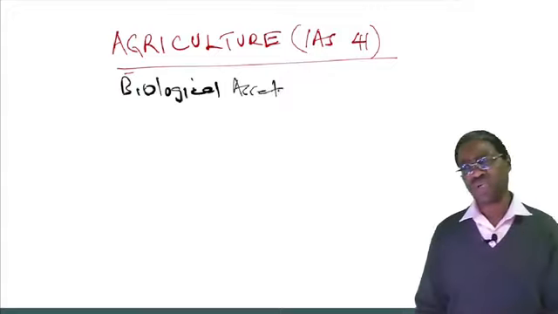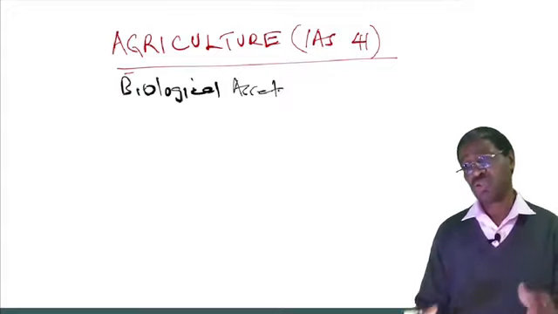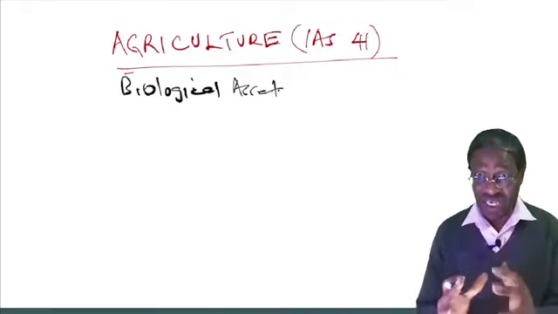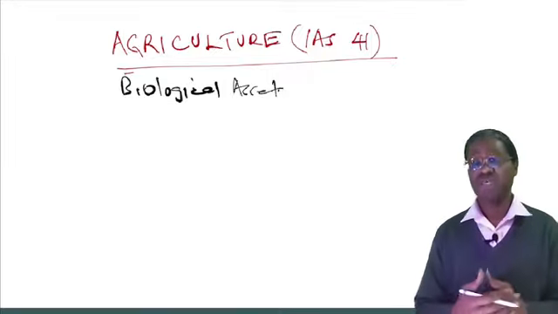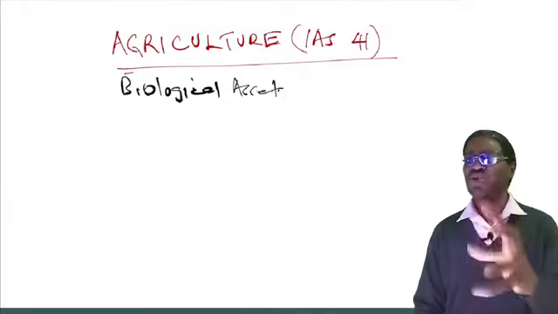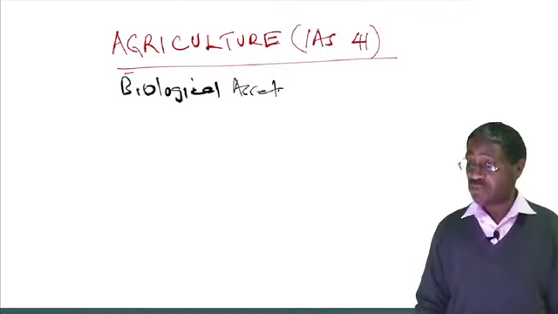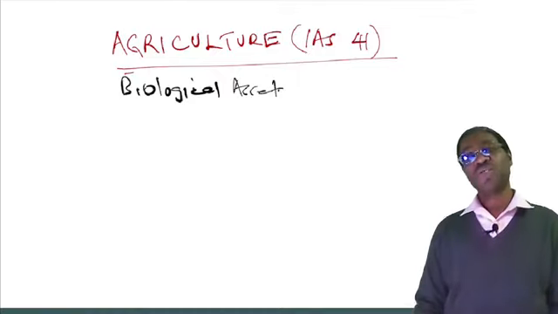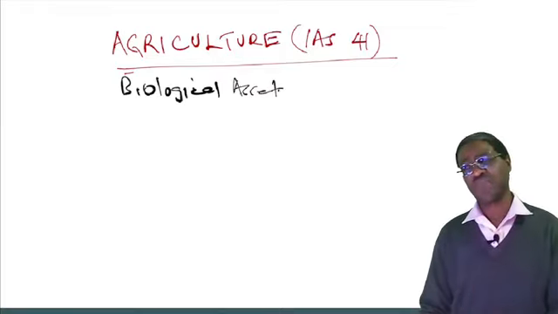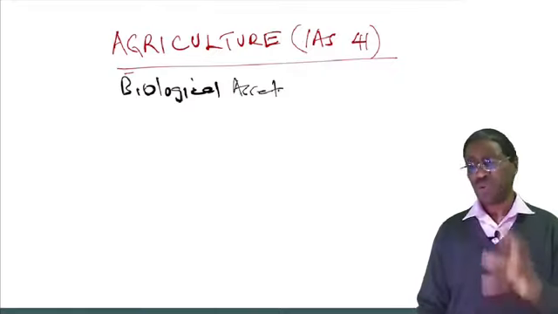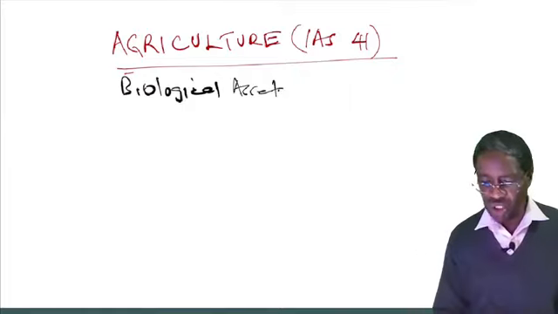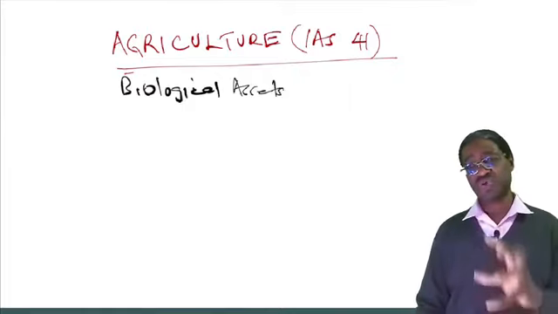But before we discuss what is a biological asset, we want to discuss, if you are a farm which is undertaking agricultural activities, you are an enterprise or an entity that undertakes agricultural activities, how do you prepare your financial statements? But before we look at the preparation, we need to look at some of the terms that we shall be talking about, which is what are biological assets when it comes to agriculture.